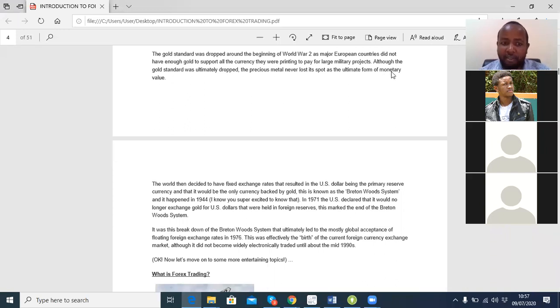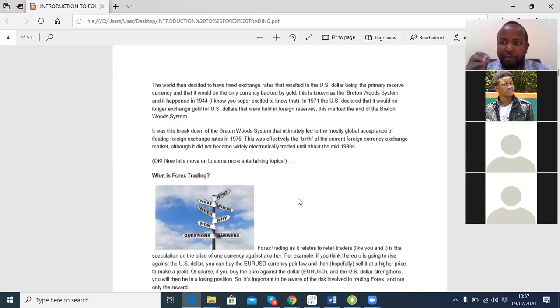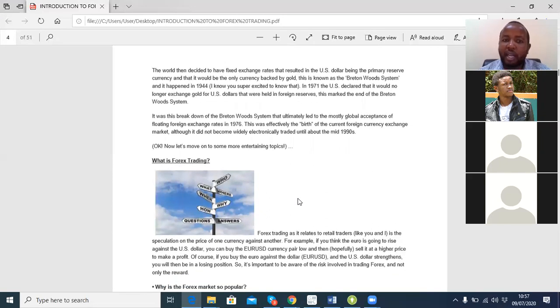So the world then decided to have fixed exchange rates, which resulted in the US dollar being the primary reserve currency, and it would be the only currency that would be backed by gold. So they decided the dollar should be the only currency backed by gold. This was known as the Bretton Woods system. That was in 1944. Of course, now you are getting excited. So in 1971, the US declared that it would no longer exchange gold for US dollars. That was a big mistake, but it happened.